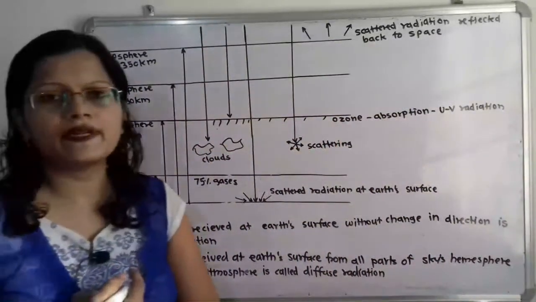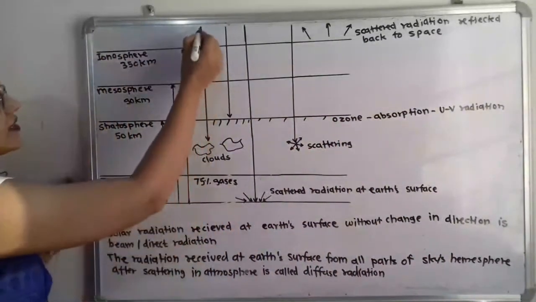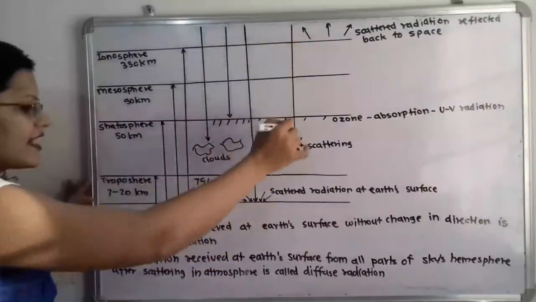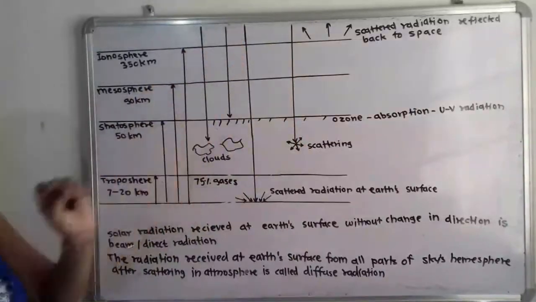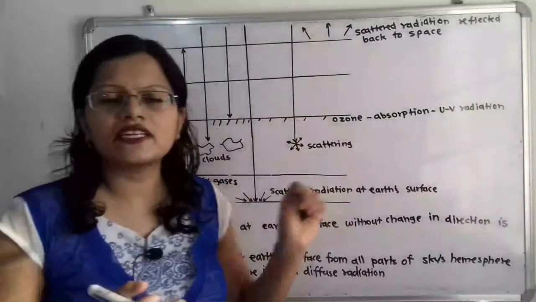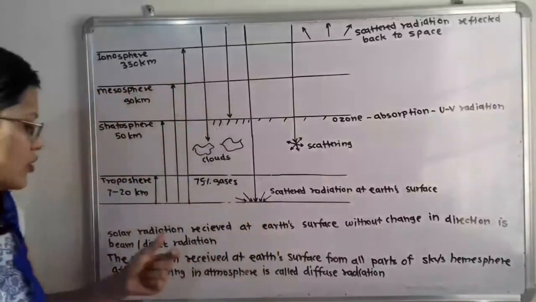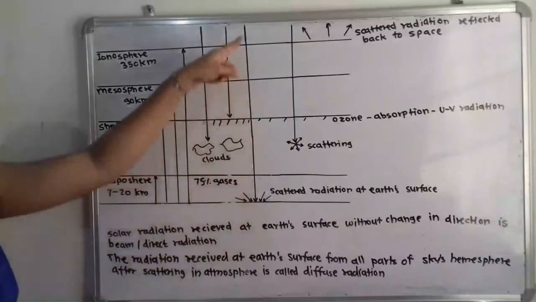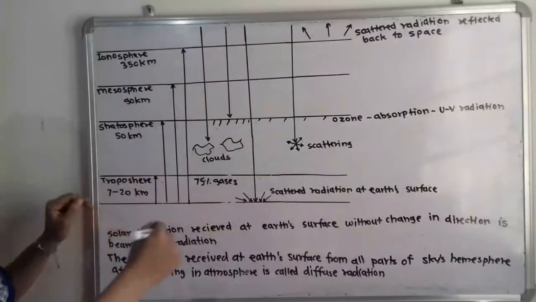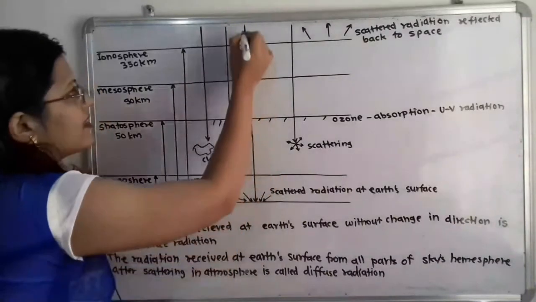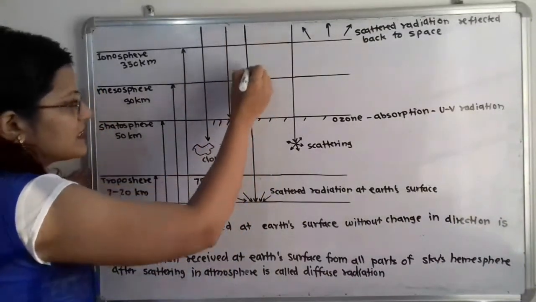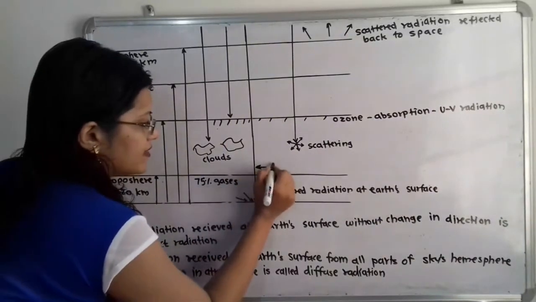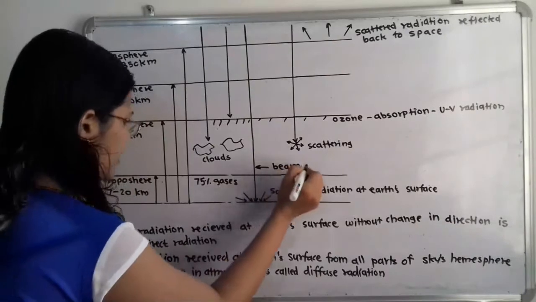What is happening when the solar radiation passes through? These radiations are called straight radiation, or beam radiation. When the radiation is received at the Earth's surface without change in its direction, it is called beam radiation. So this radiation does not change its direction and is received at the Earth's surface. I will say that this is the beam radiation, or the direct radiation.